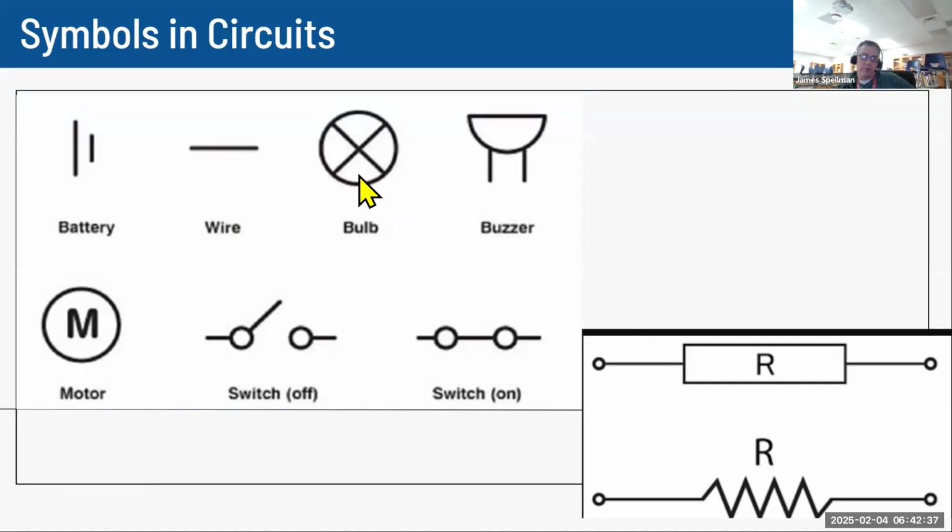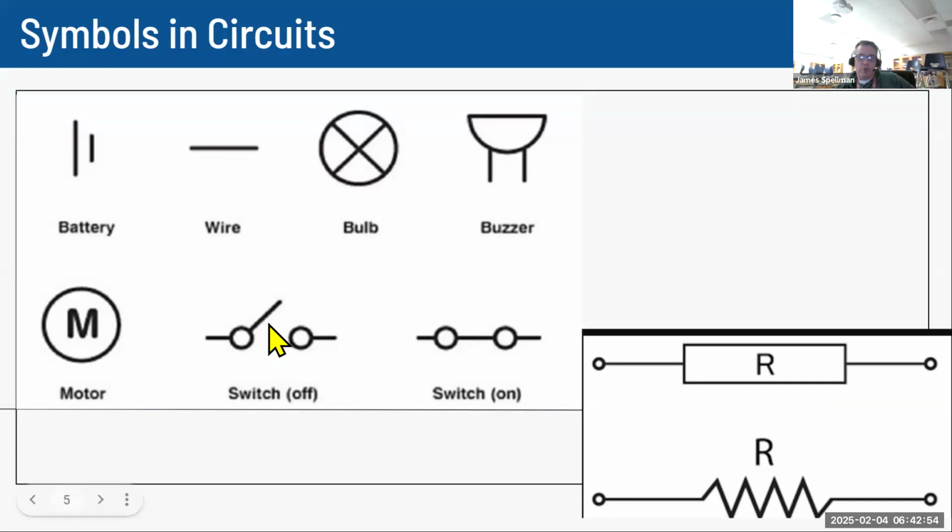So specifically, if it's a bulb, like a light bulb, it might be represented with the X. Any other kind of resistor might just be represented by either of these symbols. Probably never going to see a buzzer. If we put a motor on something, we'll usually label it with an M. And then sometimes a diagram might have switches on them.